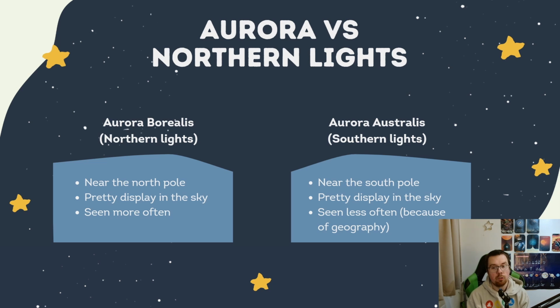You then also have the aurora australis, which is the southern lights. These are near the South Pole. They're pretty displays of lights in the sky, so very similar, and as I mentioned, just seen less often. But they tend to both be called aurora, or again, you tend to mention the northern lights.